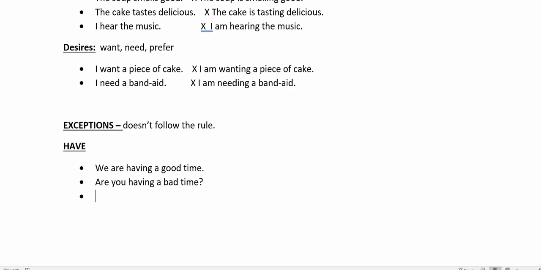And let's see. I'm having a problem. You can say that. And I'm having a baby. You can say that. Or we are having a baby, right? Those are the only times that you can use have in the progressive. That's it. Having a good time, having a bad time, having a problem, I'm having a baby, right? That's the only time you can use that have in the progressive.